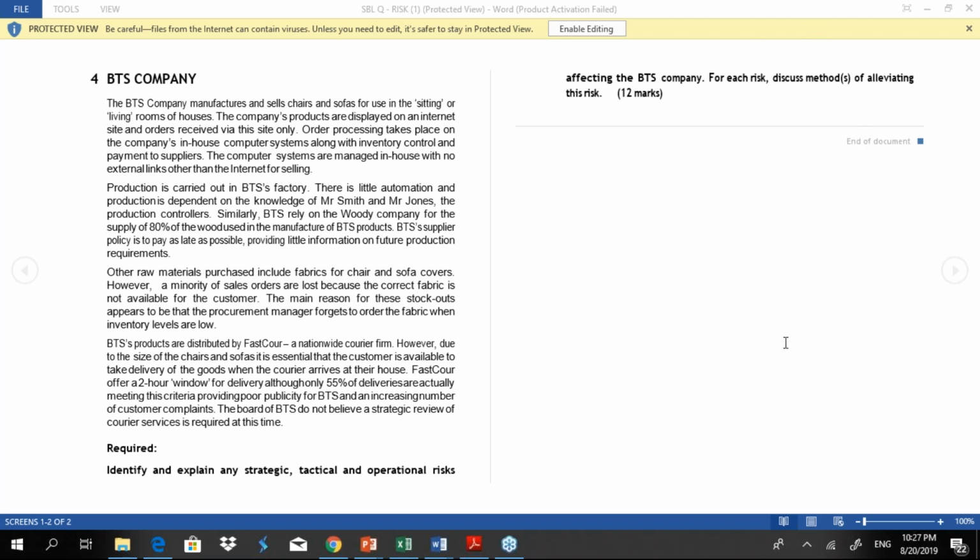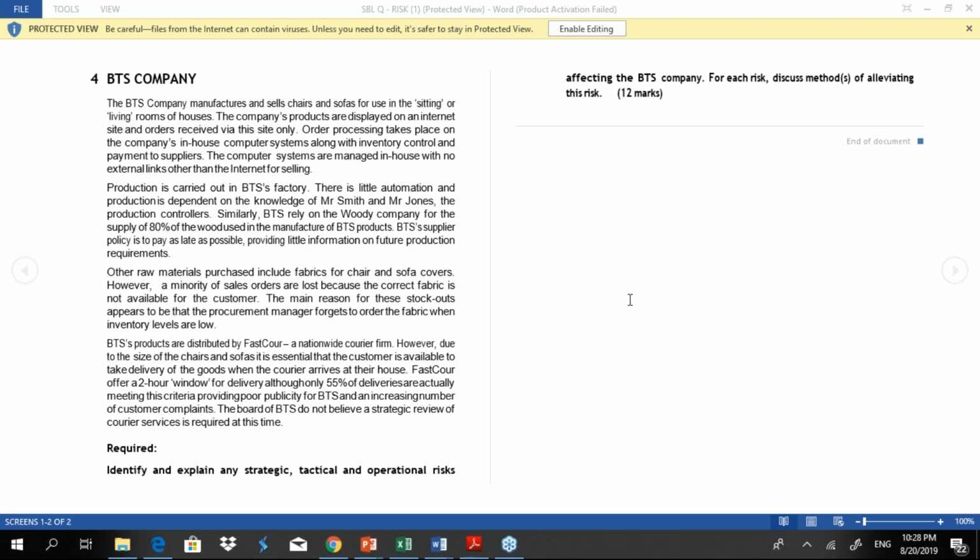So this question is on strategic, tactical, and operational risks. I would quickly take you through the different types of risks that are present in this particular scenario. Strategic risk would be IT failure, and then the issues with the distribution system. So for IT failure, they must have backup servers, and in terms of the distribution system, they must check for alternative delivery solutions. For example, maybe use a different courier firm, or even purchase their own vans for delivery.